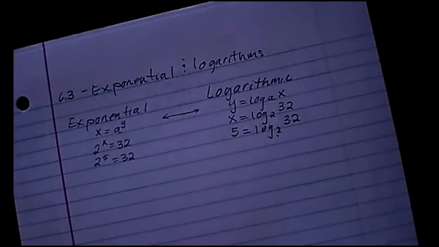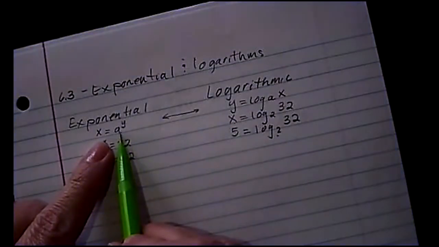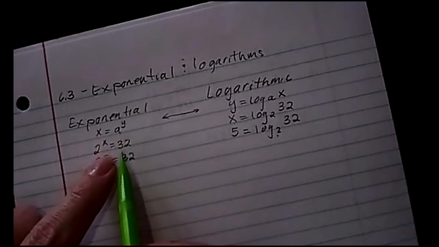All right, so we're going to talk about 6.3, which is exponential and stepping now into logarithms. So I want to start here by just showing you this is the formal equation for exponential. And so it looks a little like this, if I see an exponential, okay?